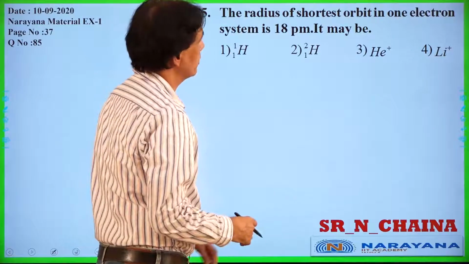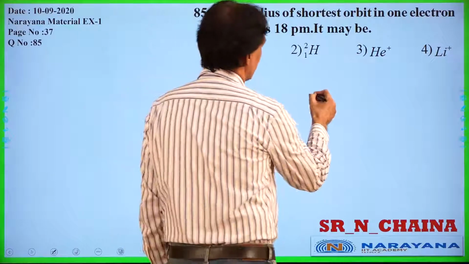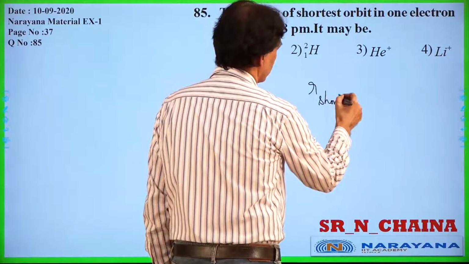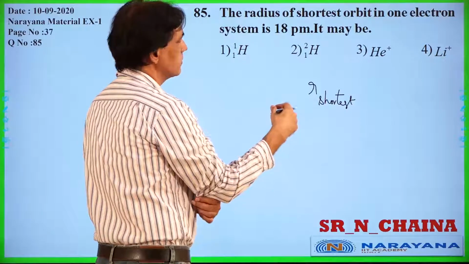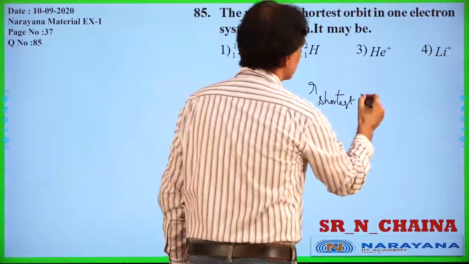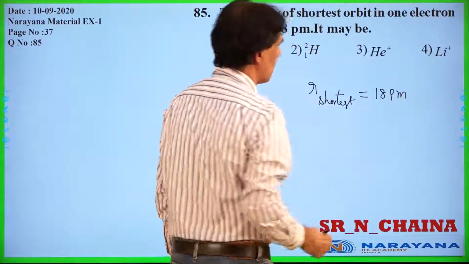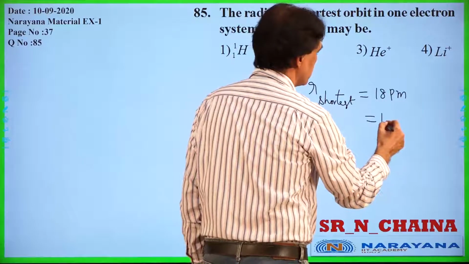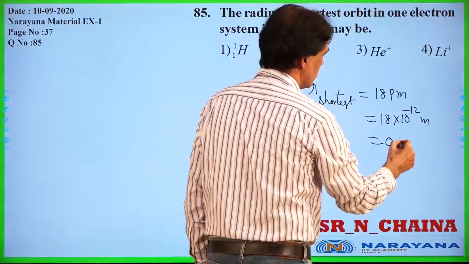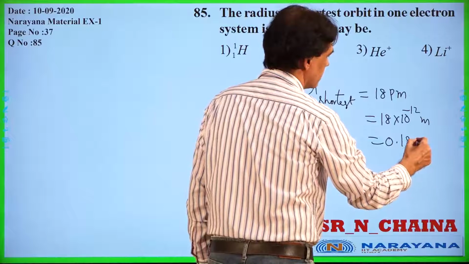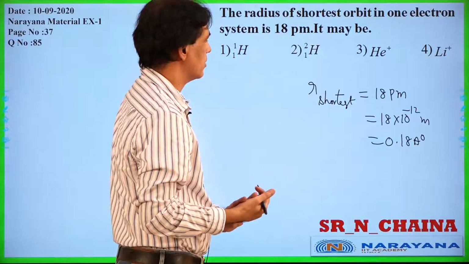Next one. Radius of shortest orbit in one electron system, means hydrogen-like atoms, is given as 18 pm. That means 18 into 10 to the power of minus 12 meters. This can be written as 0.18 angstrom units.